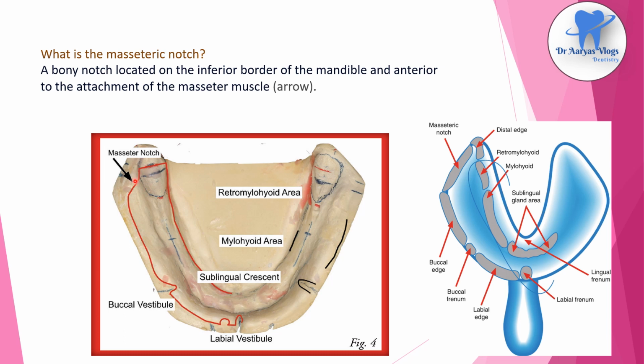So what is the masseteric notch? Actually it is the bony notch located on the inferior border of the mandible, anterior to the attachment of the masseter muscle. So this is the masseteric notch. Okay.